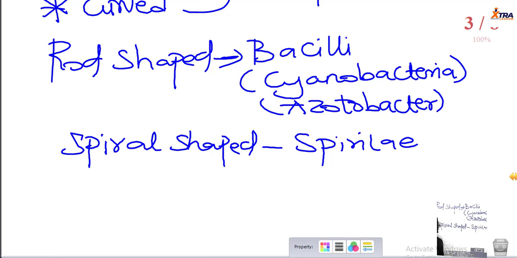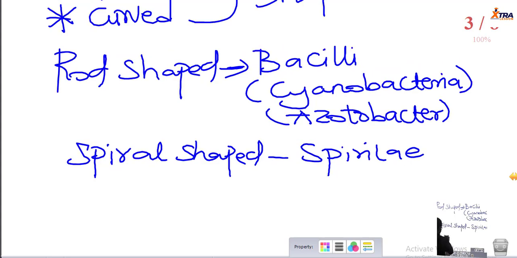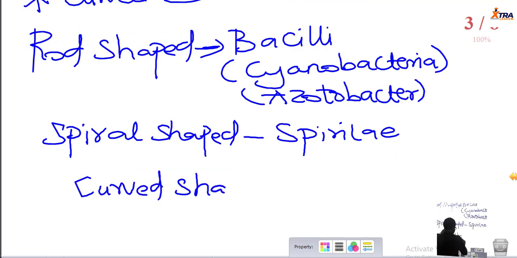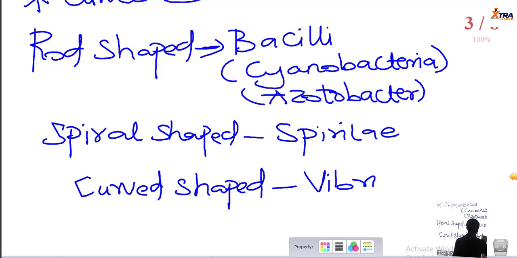So spiral shape is spirilla, and if it's curve shape, you say Vibrio. A good example is Vibrio cholerae, which causes one of the deadliest diseases affecting children, because toxins cause release of fluid from your GI, causing massive dehydration. So that's based on shape.